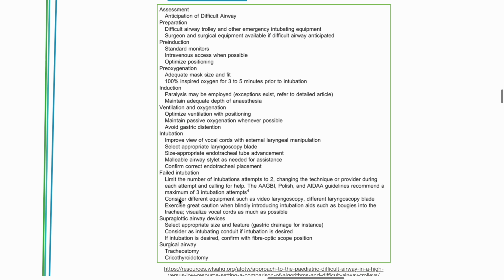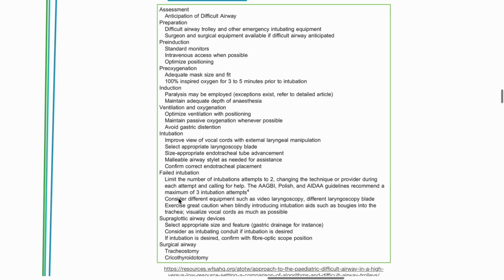Pre-oxygenation, adequate mask size and fit, 100% FiO2 for 3 to 5 minutes prior to intubation. Induction, paralysis may be employed, maintain adequate depth of anesthesia. Ventilation and oxygenation, optimize ventilation with positioning. Maintain passive oxygenation whenever possible. Avoid gastric distension.